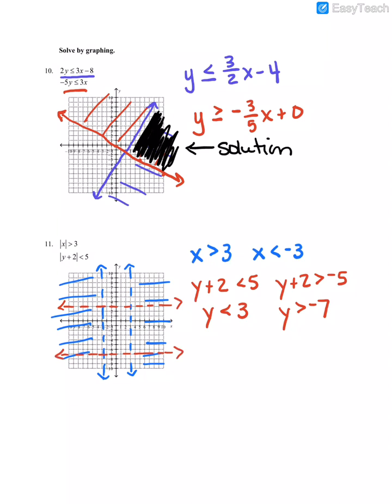And I want things that are smaller than 3, but bigger than negative 7. So this shaded area is in between. So this guy has two overlapping areas. It has a rectangle over here, and it has a rectangle over here. And it's okay to have two shaded areas. Both of those ones work. So the black ones are your solution.